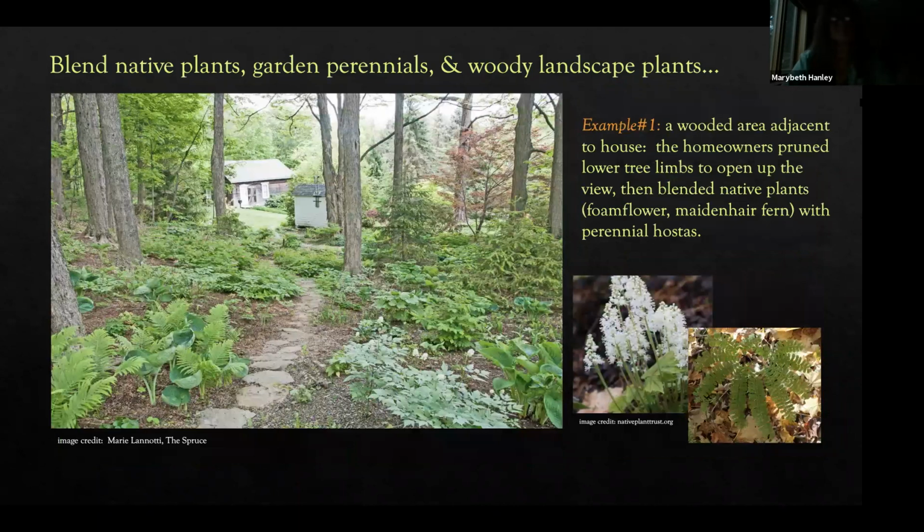And I'm just going to show a couple of examples of different gardens that show how you can blend native plants with garden perennials and woody landscape plants. This is a nice example. The homeowner had a wooded area next to their house, and they combined hostas with a couple of different native plants. There's the foam flower and the maidenhair fern, and then they groomed these trees to open up the views. I think that's a nice example if your land looks like that.